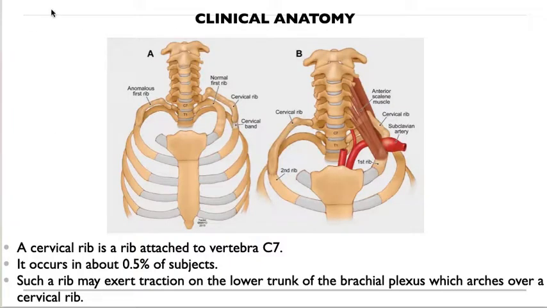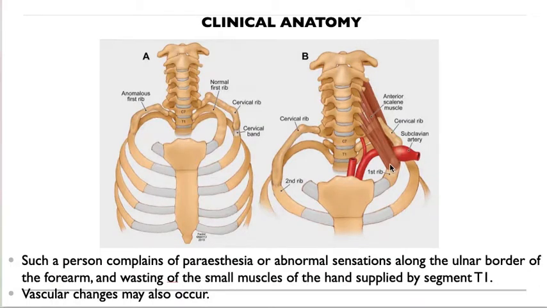Now, what is the cervical rib? Basically, it is an anomalous rib attached to C7 vertebra. Not normally present, occurring in only 0.5% of the subjects. Now, such a rib can cause traction on the lower trunk of the brachial plexus, which is arching over the cervical rib. In this case, the person may complain of paresthesia or abnormal sensations along the ulnar border of the forearm, wasting of small muscles of the hand supplied by the segment T1. Vascular changes may also occur.